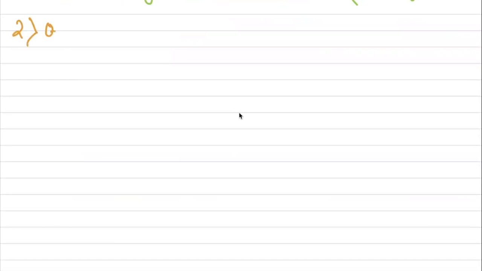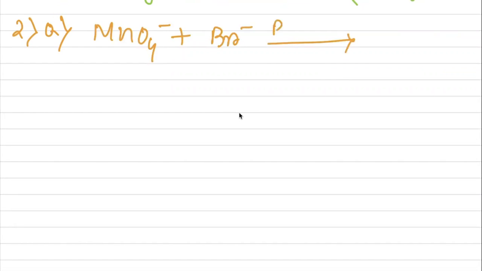Now next equation, that is MnO4 minus plus Br minus. The reactions take place in basic medium. It forms MnO2 plus BrO3 minus. So first step is what? You have to find out the oxidation state. So now you tell me, what is the oxidation state of MnO4 minus here?